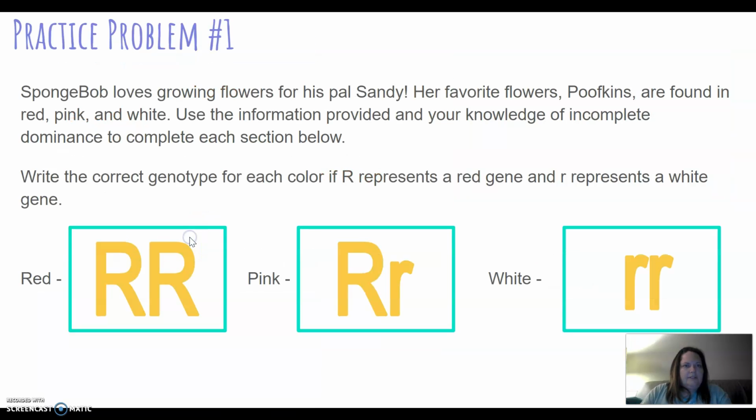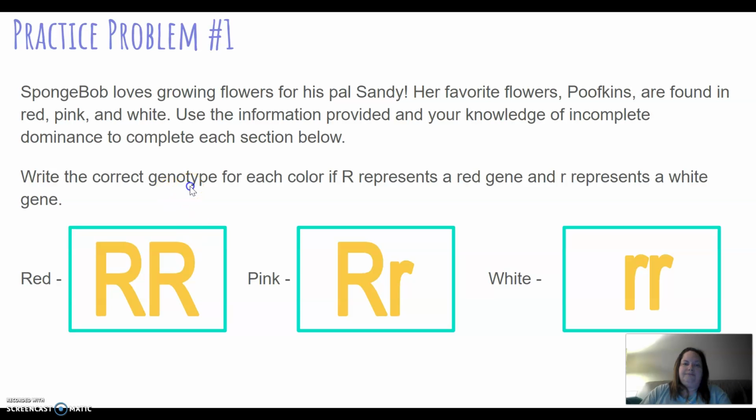All right, so now we're going to practice a problem. This will also be in your notes. So first, we're going to look at our alleles. For this, SpongeBob loves growing flowers for his pal Sandy. Her favorite flowers, Poofkins, are found in red, pink, and white. Use the information provided and your knowledge of incomplete dominance to complete each section below. Write the correct genotype for each color. If big R represents a red gene and little r represents a white gene, then red would be big R, white would be little r, and pink would be big R, little r.